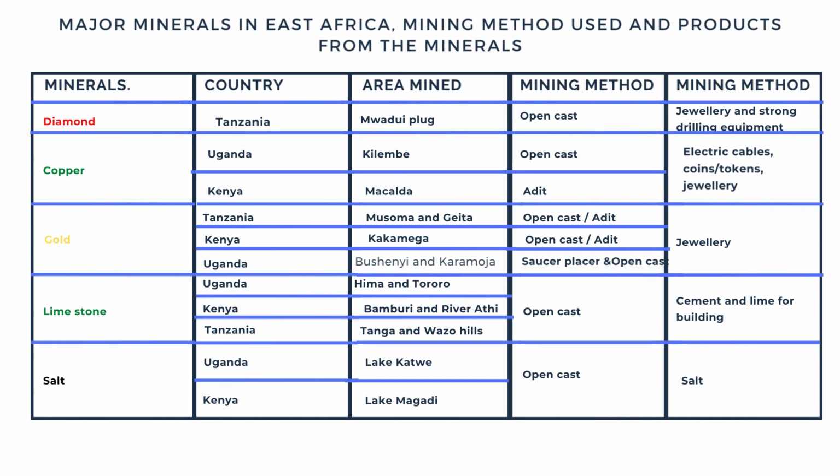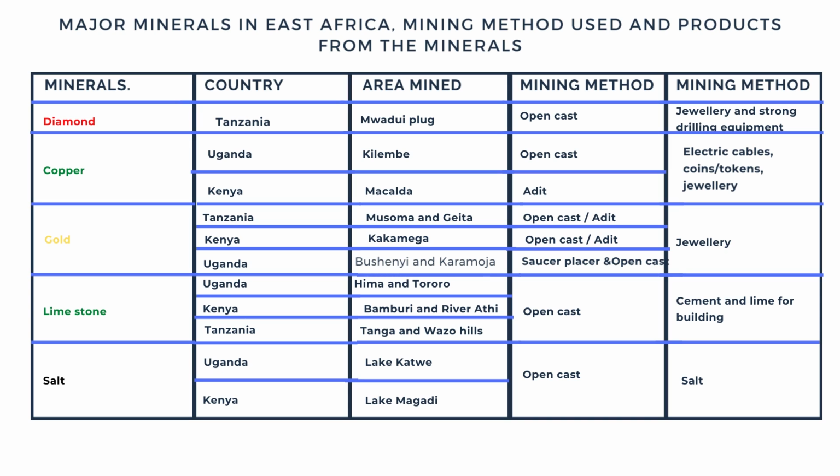Moving on. We have seen the types of mining, and now we want to see the major minerals in East Africa, and in which particular places they are found. We have a table here showing minerals, country, area mined, mining methods, and uses. Sorry, it was repeated actually; it's supposed to be uses of those minerals. So we have diamond, that's in Tanzania, and the area is Mwadui. The method they use is opencast, and diamond is used for making jewelry and strong drilling equipment.